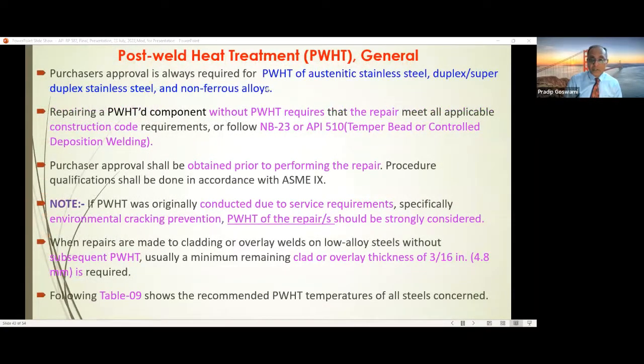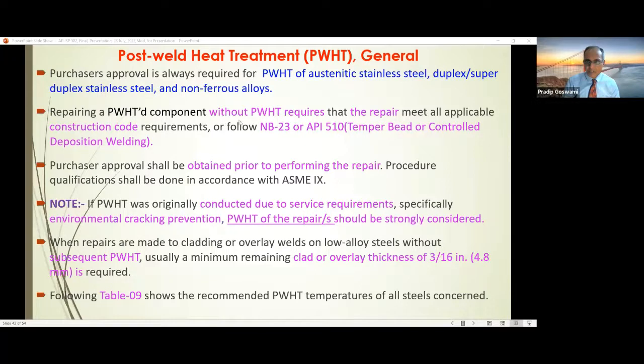And post-weld heat treatment generally is not mandated for austenitic stainless steel, duplex or super duplex stainless steel and non-ferrous alloys, but certain types of post-weld heat treatment, say like solution annealing, is needed or may be needed for these steels when there are specific requirements, and those definitely require the purchaser's approval. Now, if you have to repair a component which has already had post-weld heat treatment, but without any further post-weld heat treatment, you need to follow a specific requirement.